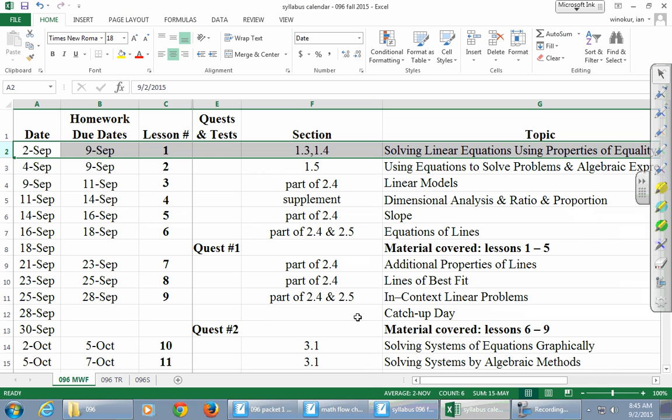So in terms of due dates, this is the last page. So just jump to the last page of the syllabus.